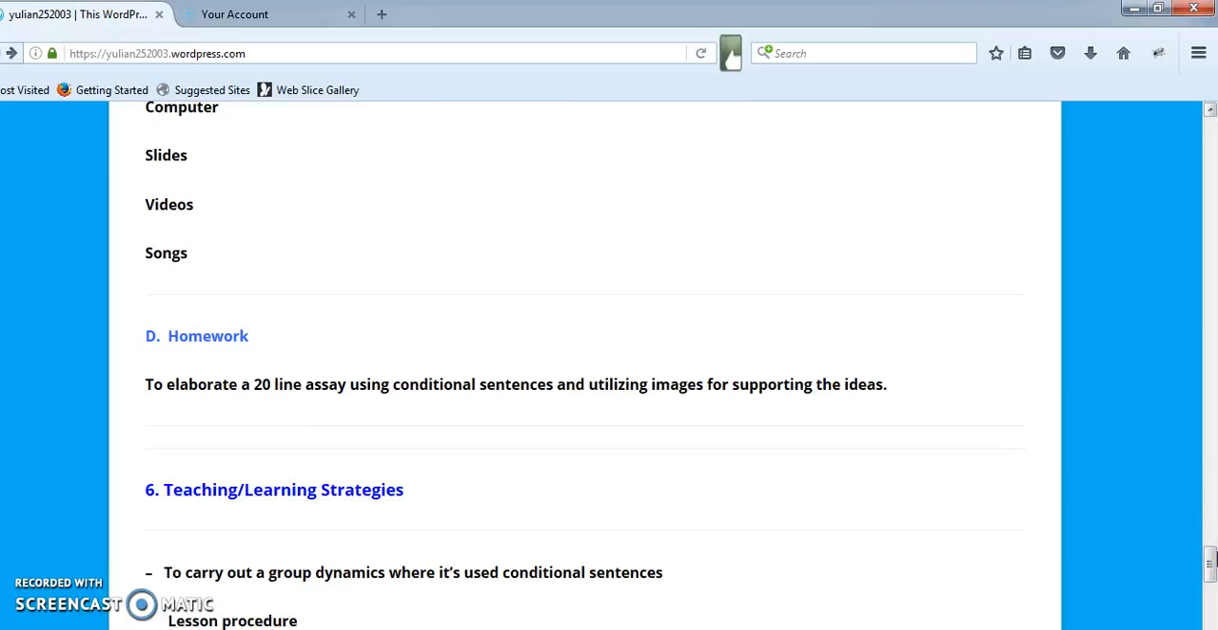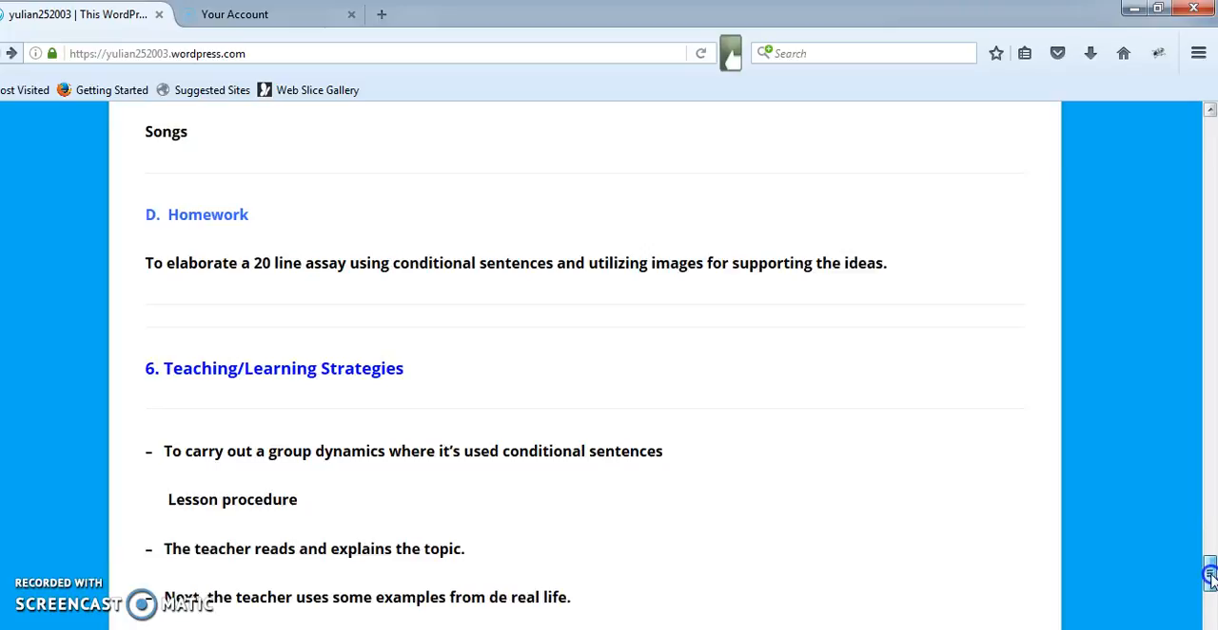Okay, here is the homework. Write a 20-line essay using conditional sentences and using images to support the ideas. Okay.